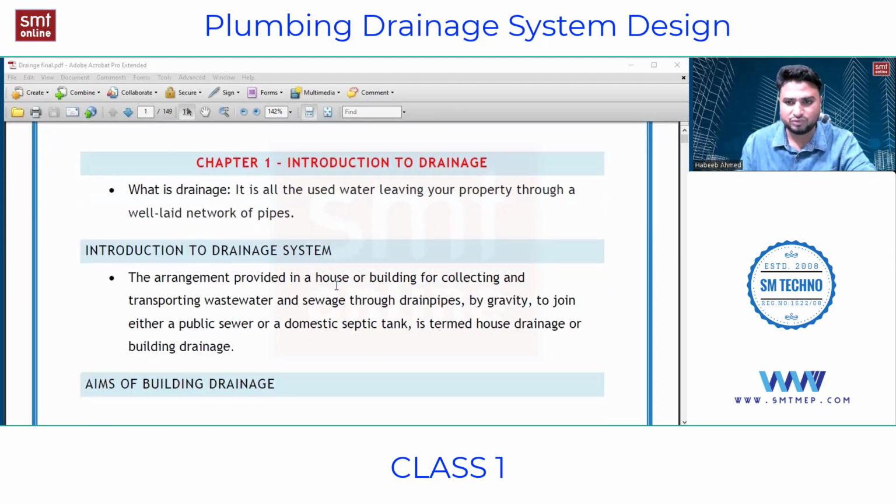Now there is a difference between drainage and a drainage system. A system is a combination of piping, fittings and accessories, directly connected to the public sewer or the manholes. So let's see what exactly the drainage system is. The arrangement provided in a house or a building for collecting and transporting wastewater and sewage through drain pipes by gravity to join either a public sewer or a domestic septic tank is termed house drainage or building drainage.